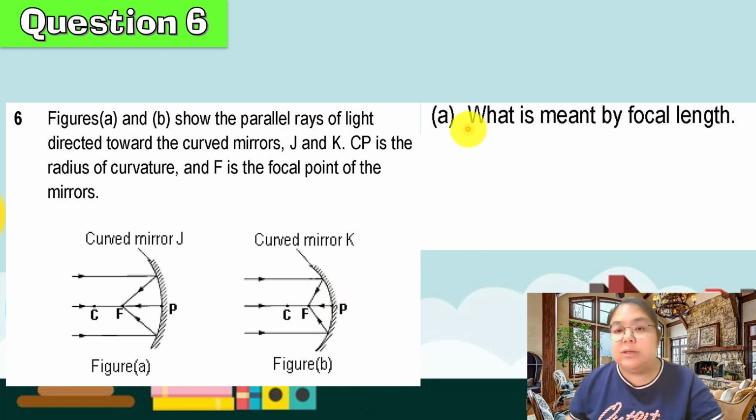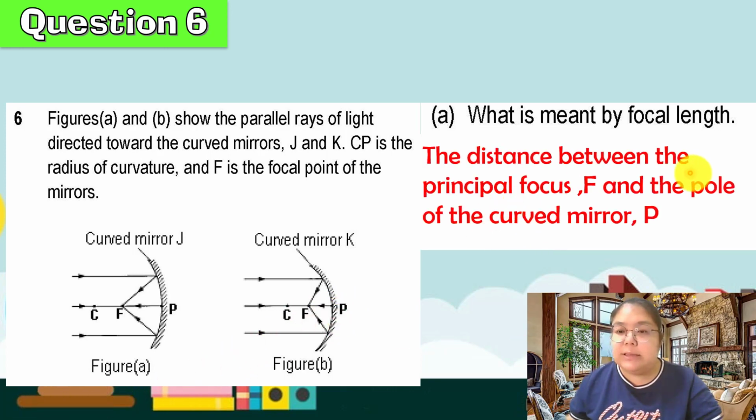Okay, now we answer A. What is meant by focal length? Focal length means the distance between the principal focus and the P, the principal P. Now we go and see the answer: the distance between the principal focus and the pole of the curved mirror. So P, we call it the pole of the curved mirror.